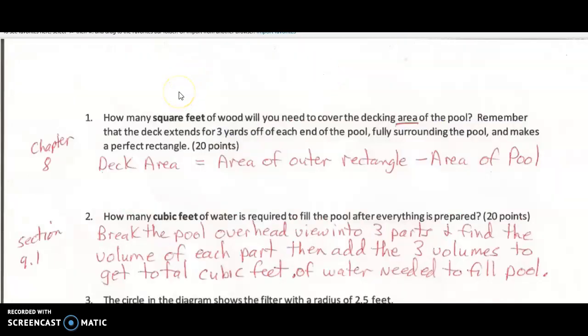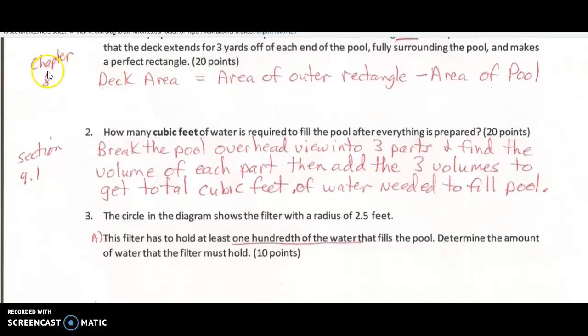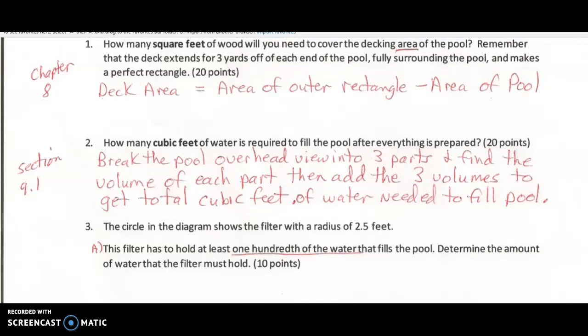This page contains the questions you're going to have to answer. There are only 5 questions, and you'll see beside each question I wrote where you're going to need to find the information. Question 1 is going to be from chapter 8. Question 2 is section 9.1.